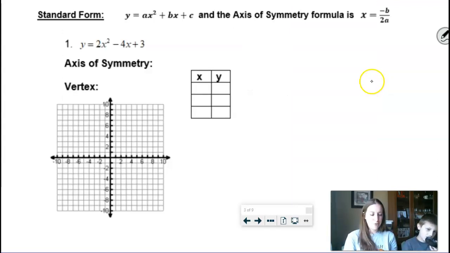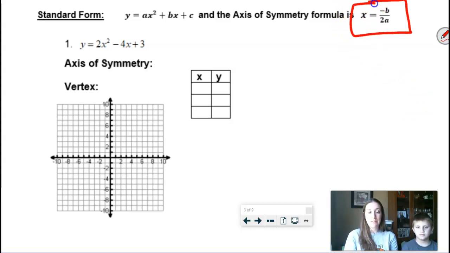Let's dive in. Standard form. Standard form is y equals, or f of x equals, ax squared plus bx plus c. One of the formulas we're going to be using quite a bit is the axis of symmetry formula, x equals negative b over 2a. That identifies the line that will slice your parabola right in half, which is very important because these are so symmetrical. So the first thing I would like to find is the axis of symmetry using that formula.